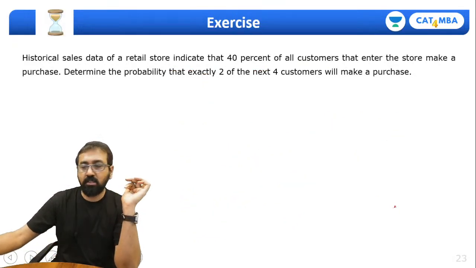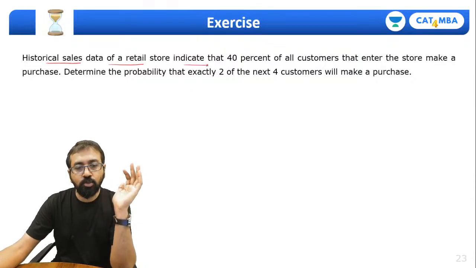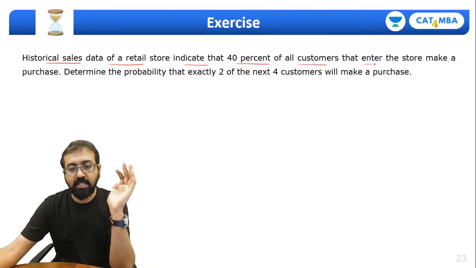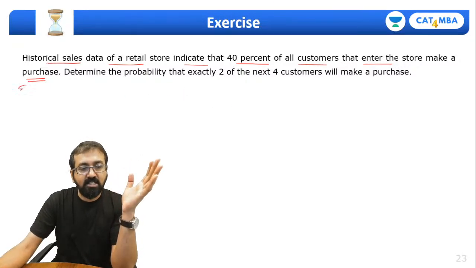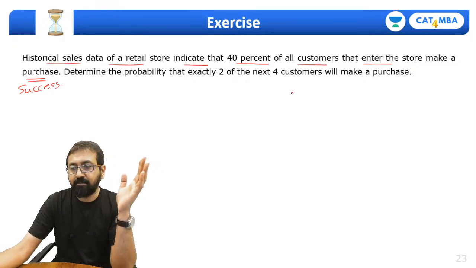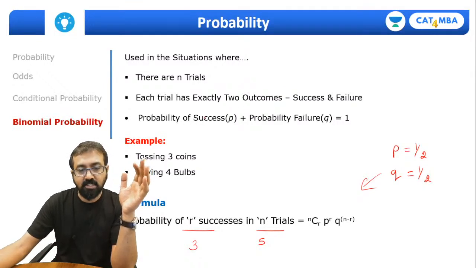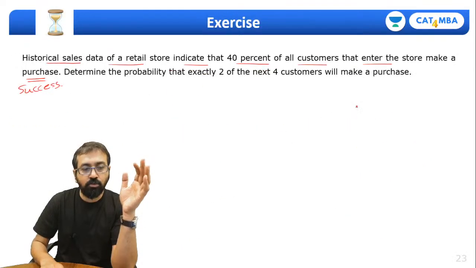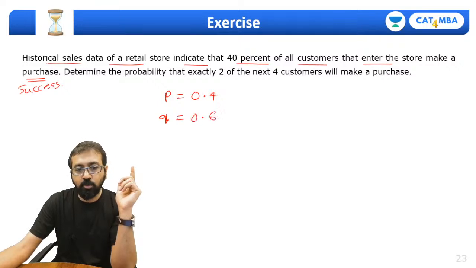Let's take one more question. Again, it is based on binomial probability. So historical sales data of a retail store indicate that 40% of all customers that enter the store make a purchase, right? So someone purchasing, this is nothing but success. Okay, this is the success. So here, as I said, there should be success and failure. So someone coming to the store buying that article is 40%. So what is the probability of success here? Now I can write 0.4. So what is the probability of failure over here? Right, it will be the remaining 0.6.